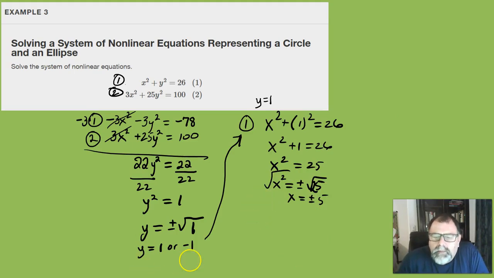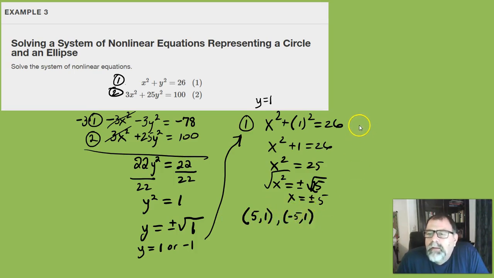Okay, so that's going to give us 2 answers for y equals 1. So we get positive 5, y is 1. We get negative 5, and y is 1. And then if y equals negative 1, you're going to get x squared plus negative 1 squared equals 26, and then this is going to give us the same result.